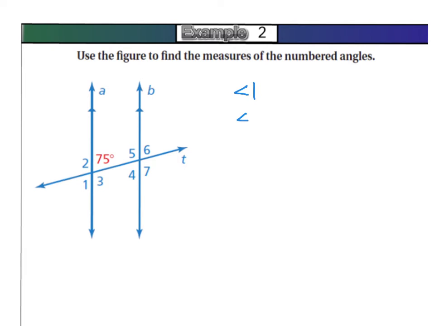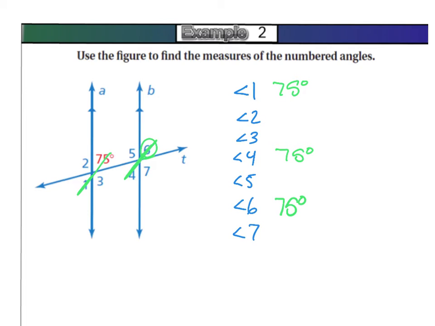Here we go. We're going to have angle 1, angle 2, angle 3, angle 4, angle 5, angle 6, and angle 7. So 6 is easy. That's corresponding. So that is 75 degrees. Then if you remember in a previous lesson, we said that vertical angles are also congruent. So that means 1 is 75 degrees and 4 is 75 degrees. So then let's take a look at 75 and angle 2. They're supplementary. So 180 minus 75 is 105.